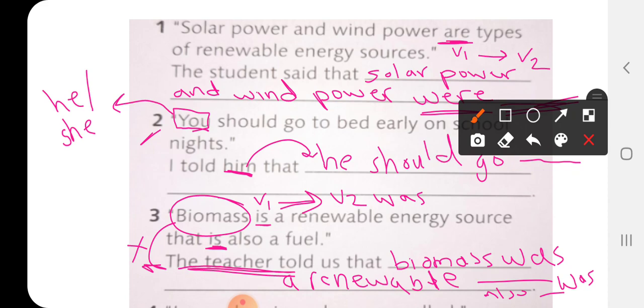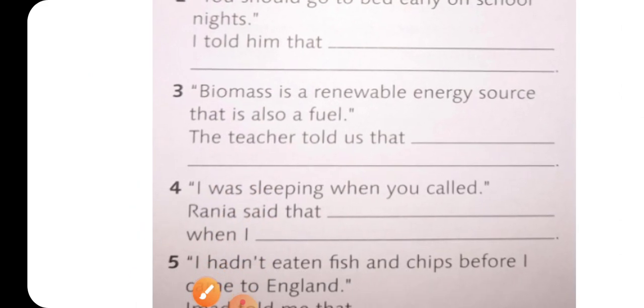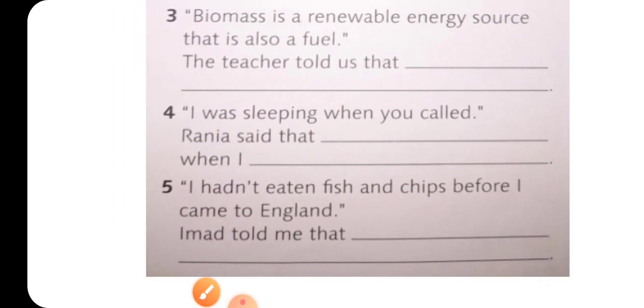Okay? So how many verbs do we have here? We have 2 verbs, "as" and "is". Pay attention to that. The same sentence can have more than one verb. Clear? Okay. Let's look at the next 2 sentences.